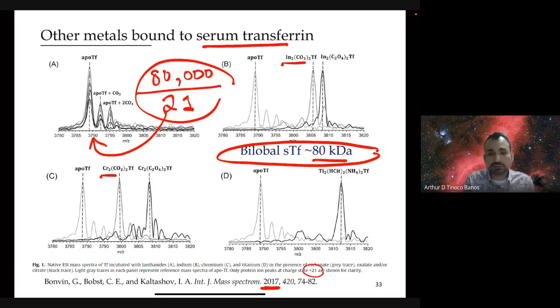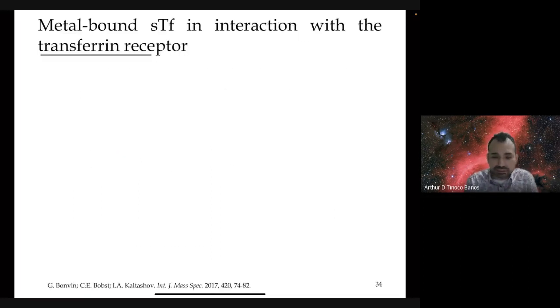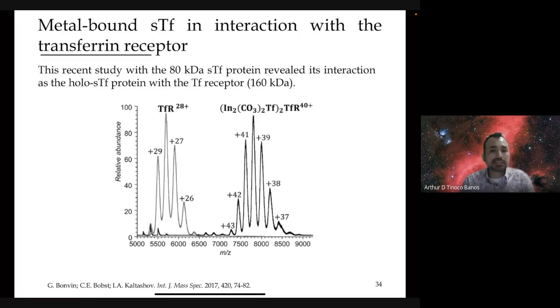several of the ions on. So two of each of these ions binding. What else did they see? Well, they were also able to detect interactions between the serum transferrin protein and the transferrin receptor.